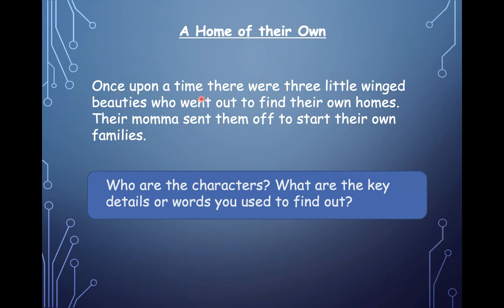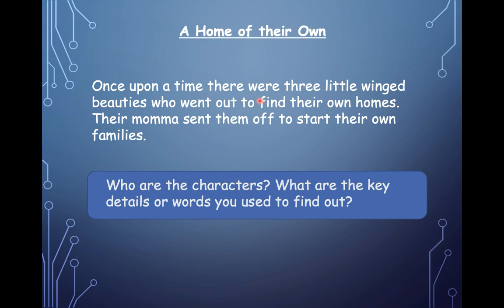Once upon a time, there were 3 little winged beauties who went out to find their own homes. Their mama sent them off to start their own families. This is reminding me, I'm having a text connection to the 3 little pigs who went off to build their homes. Who are the characters? What are the key details or words you use to find out?